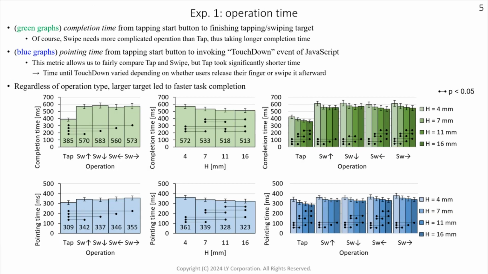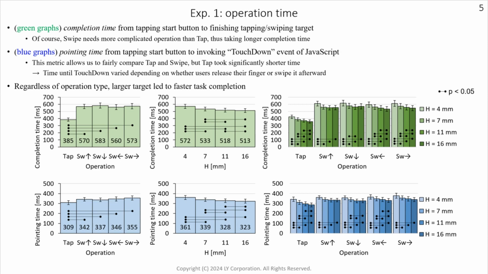Regarding the operation time, we divided it into 2 categories. The first is the task completion time, which is from tapping the start button to tapping or swiping the target. Naturally, swiping takes a longer time because of the additional action to move the finger.